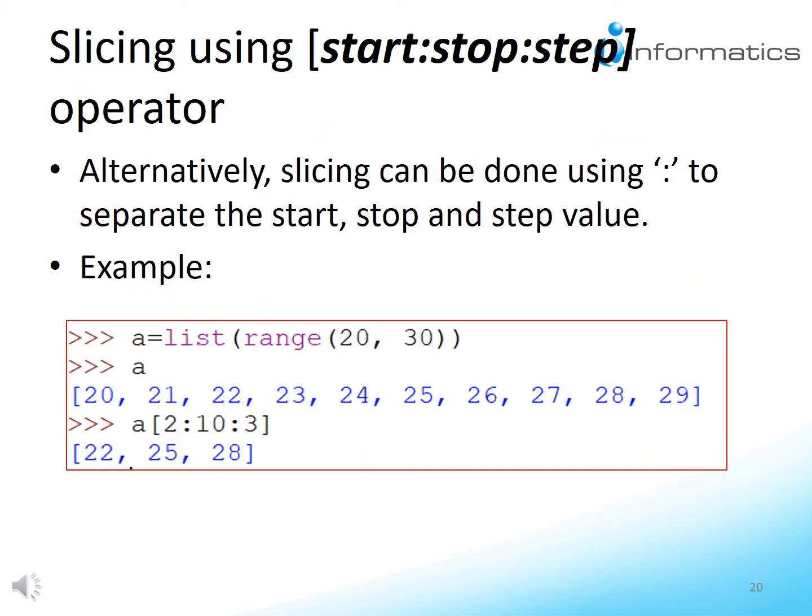Slicing using the start:stop:step operator. Alternatively, instead of using the slice object, slicing can be done using the colon operator and square brackets to separate the start, stop and step values. For example, A[2:10:3] returns the same slice from list A.